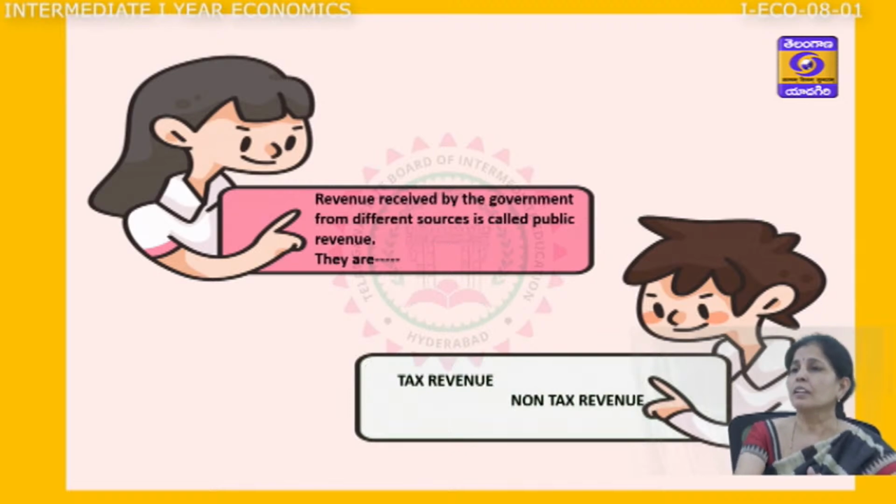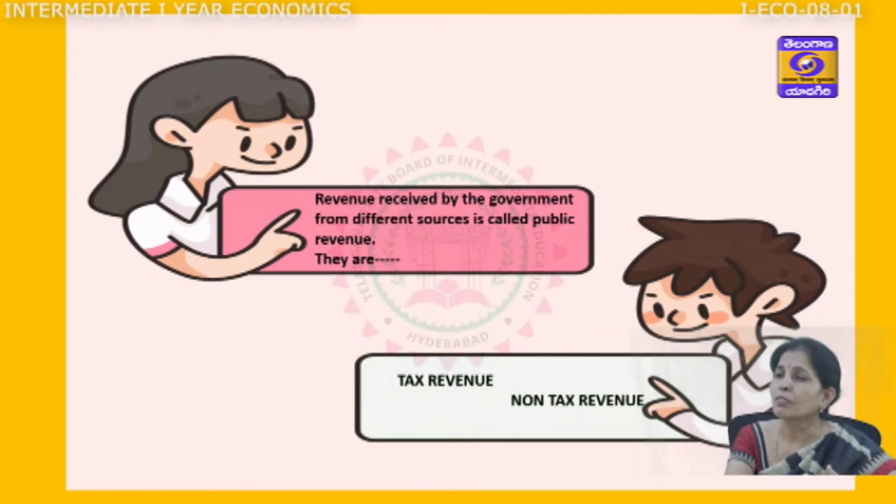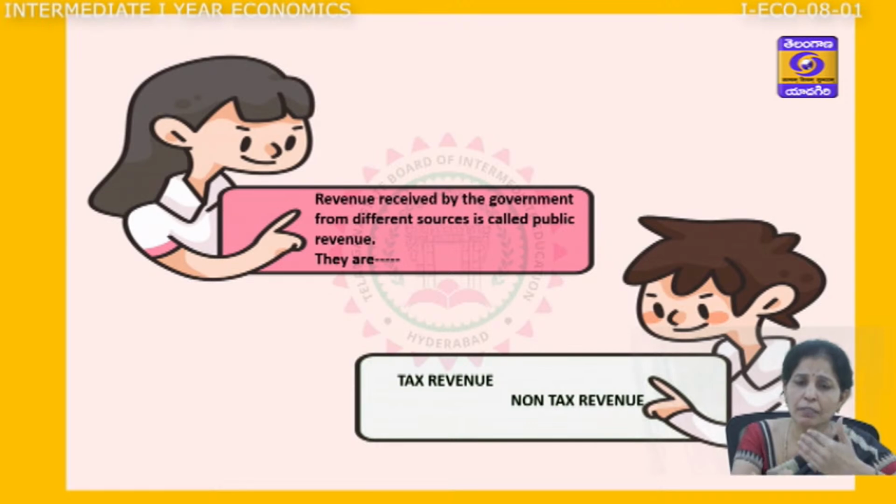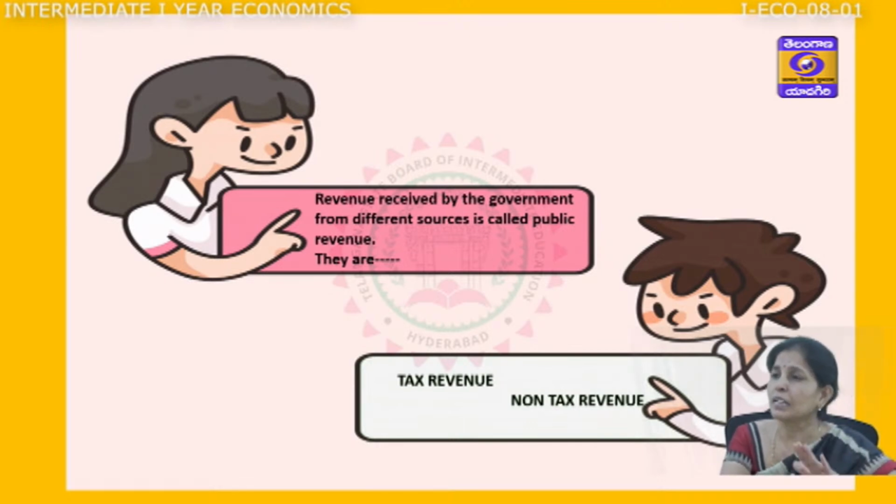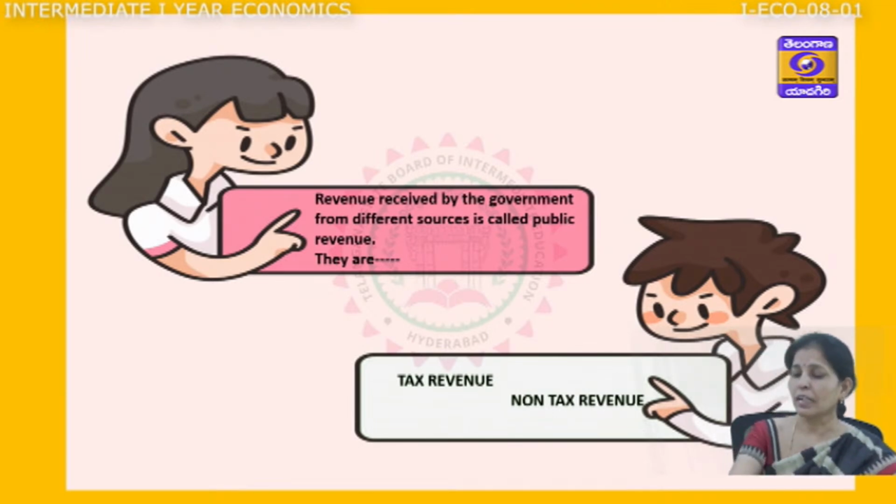Let us see the revenue received by the government from the various sources. The government gets money from different sources, which is considered as the public revenue. The government receives revenue from two major sources: one is tax revenue and the other one is non-tax revenue. We consider them under these two major heads.